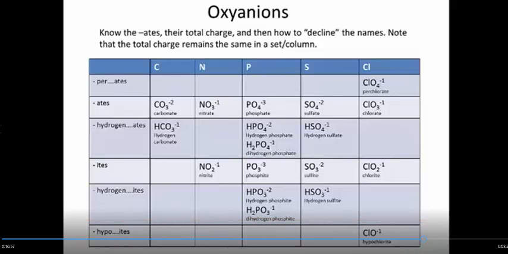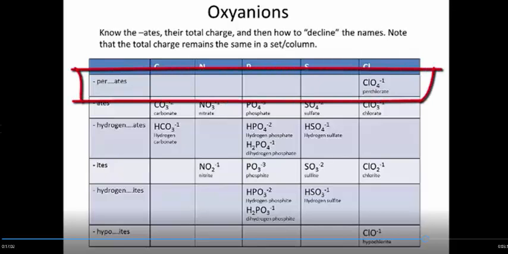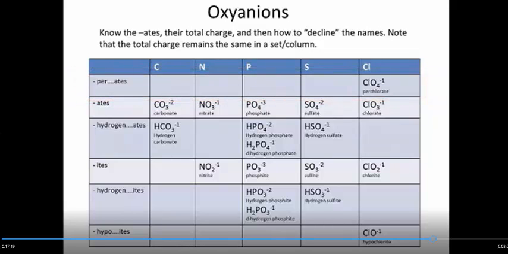Now, you can lose oxygens and you become an -ite or a hypo-ite. What about gaining an oxygen? That also you have for the halogens. So chlorate, if you add one more oxygen, becomes perchlorate, ClO4 -1, perchlorate. And yes, you can have perbromate and periodate. All right, so that is the basic naming scheme that you have to know. The -ates, know the -ates, how many oxygens, what the total charge is. Know the -ites, that's one less oxygen. And then the hypo-ites, which happens only for the halogens, and the per-ates, which again happens only for the halogens.